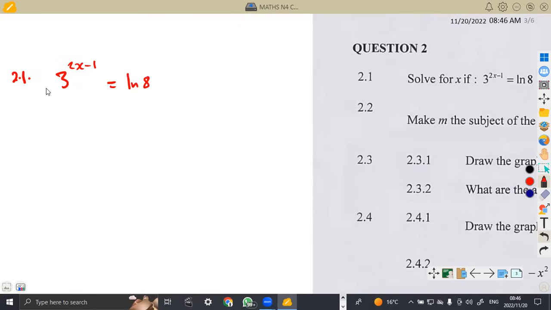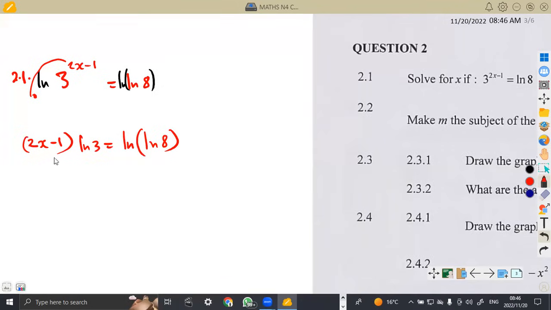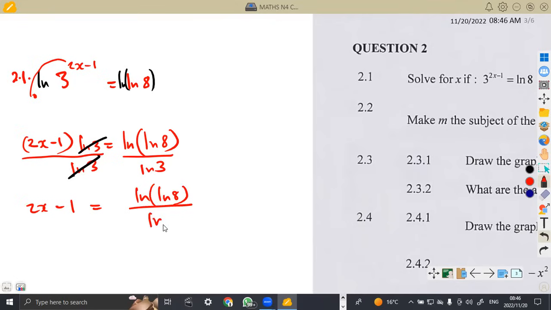Guys, remember that whenever you're solving these exponents, introduce logarithms, that is ln. So you just introduce ln both sides. This is ln, and this is also ln. Remember that the moment you introduce ln, you're going to drop this exponent. So it was going to be 2x minus 1 times ln 3, which is going to be ln 8. So this is what you're supposed to have. Here we can divide by ln 3 both sides so that this can cancel. So we are going to have 2x minus 1 is equal to ln 8 over ln 3.